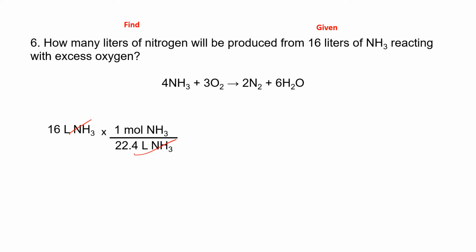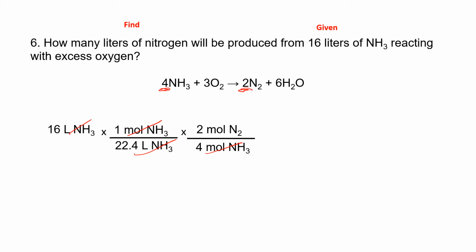If we look, ammonia has a coefficient of 4, and nitrogen has a coefficient of 2. So that will help us with the mole ratio. 4 moles of ammonia will go in the denominator. 2 moles of nitrogen gas will go in the numerator. Moles of ammonia cancel, and we're left with moles of nitrogen.